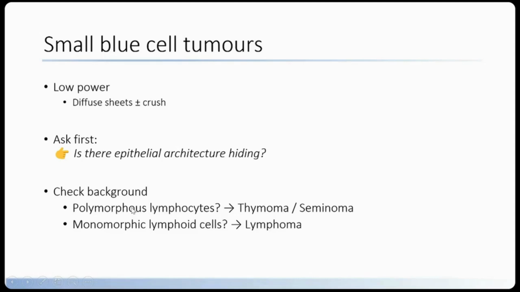And then we need to think a little bit further about the lymphocytes. Do we have a polymorphous population? If so, we're thinking in thymoma, seminoma territory. Is it monomorphic? Then we're thinking much more from a lymphoid neoplasm perspective.